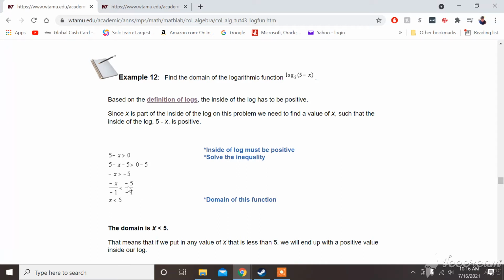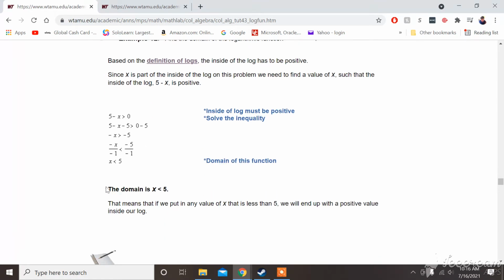The negatives cancel out, and 5 over 1: any number over 1 is just going to be the top number, the numerator. And the domain is x is greater than negative 5.